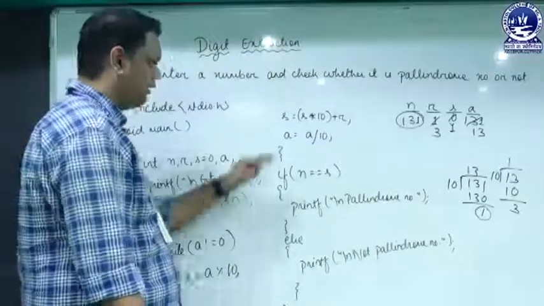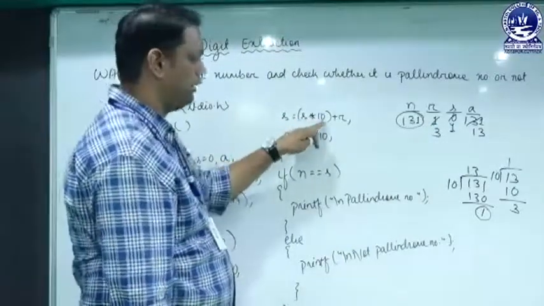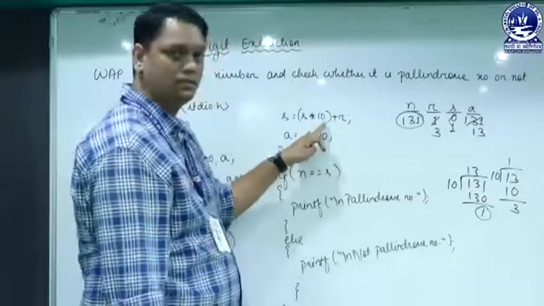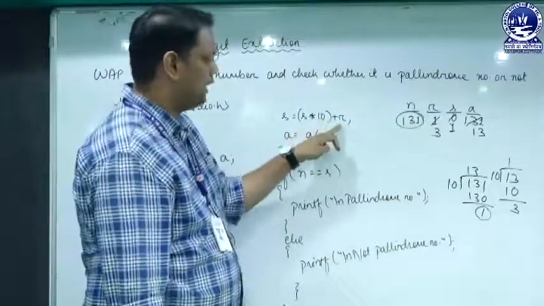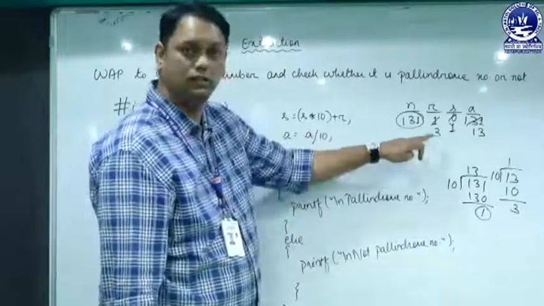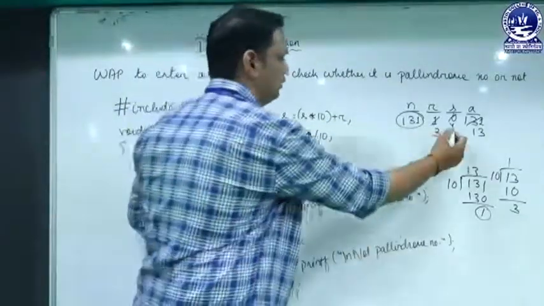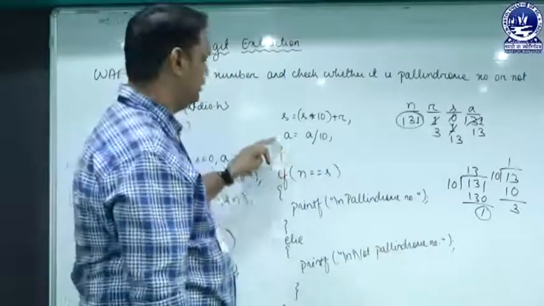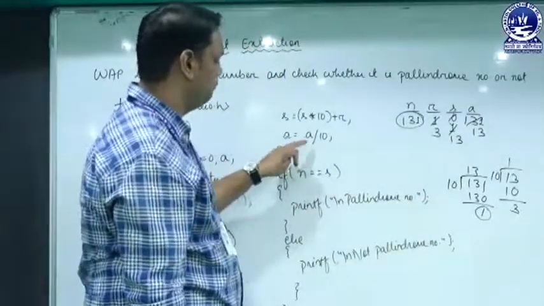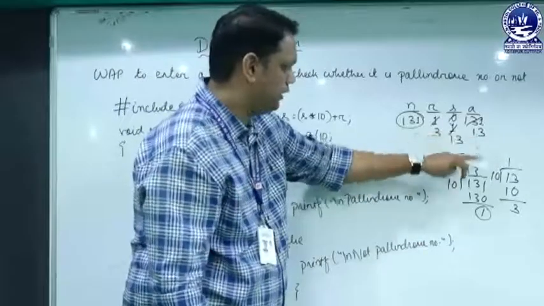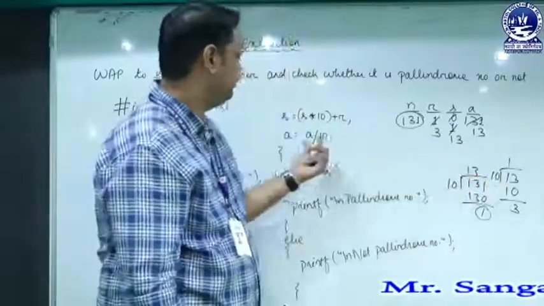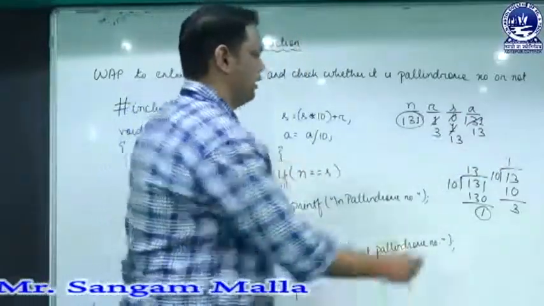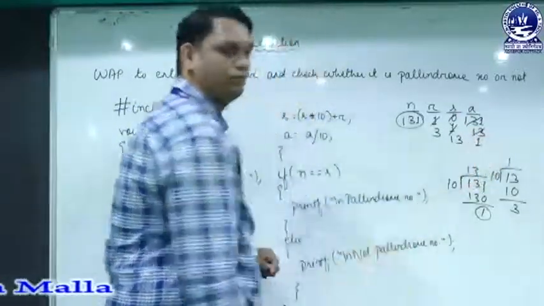Then again it will come over here, s into 10. s is having the value as 1. 1 into 10 is 10. 10 plus r, 10 plus 3, that is 13. 13 will be stored in s. So s value will be changed from 1 to 13. Next, again a equal to a by 10. a value is 13. 13 will be divided by 10 and the division operator will return the quotient, that is 1, and it will be stored in a. That means a will have the value as 1.